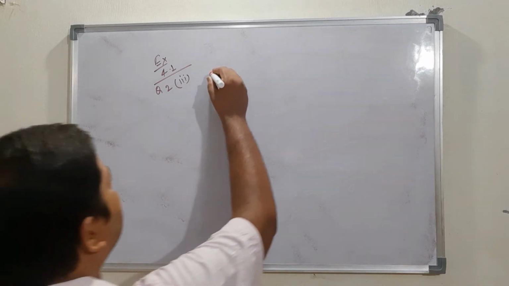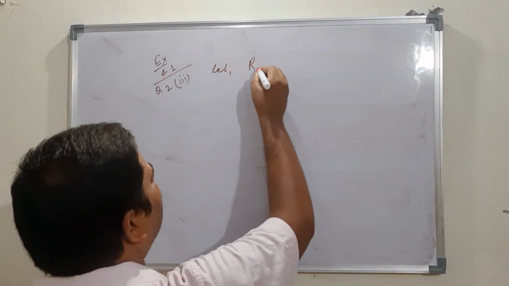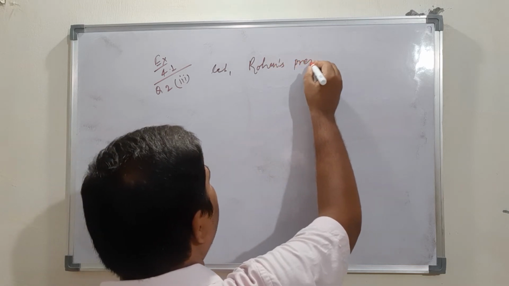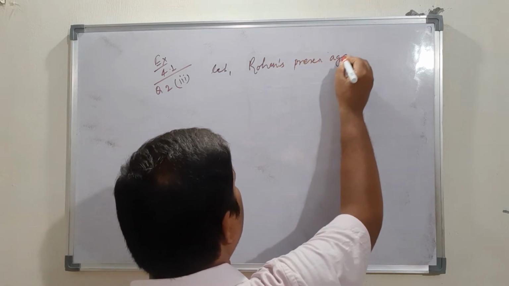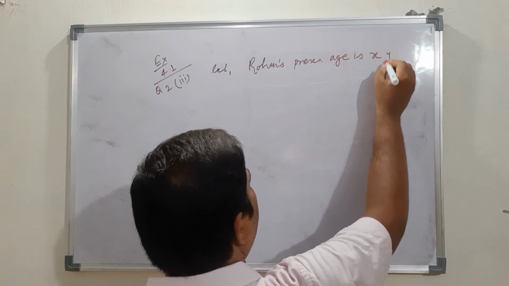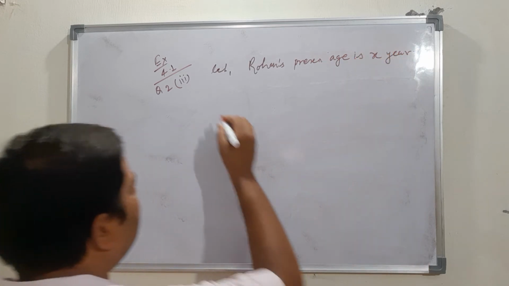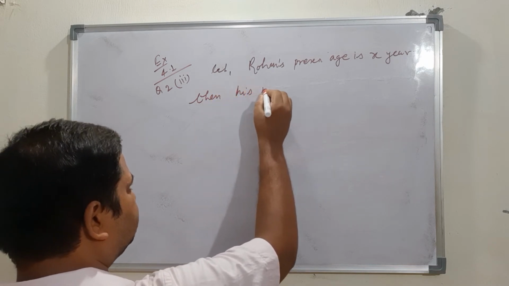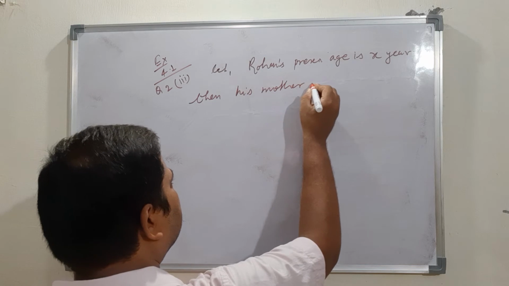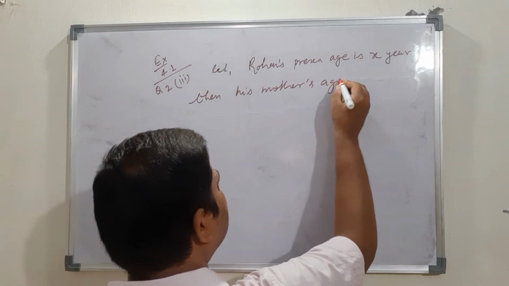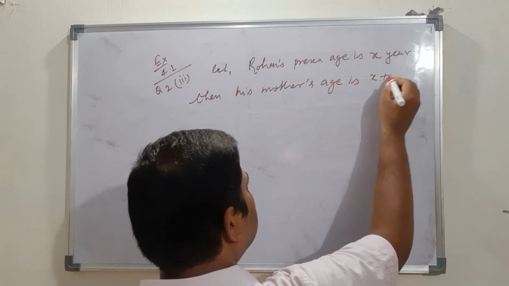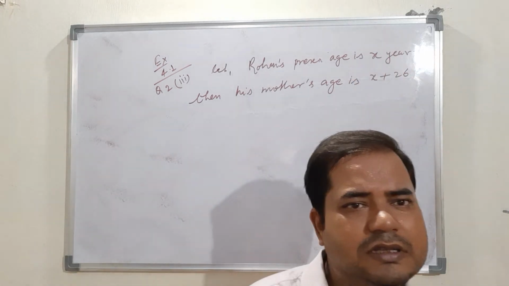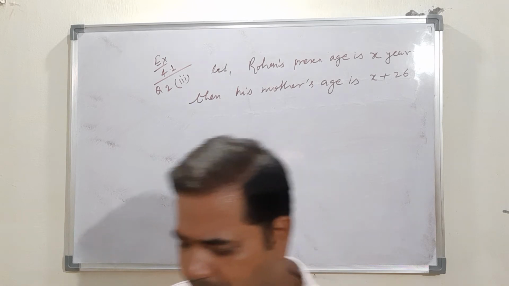So let Rohan's present age be x years. Then his mother's age is x plus 26, because his mother is 26 years older than him.